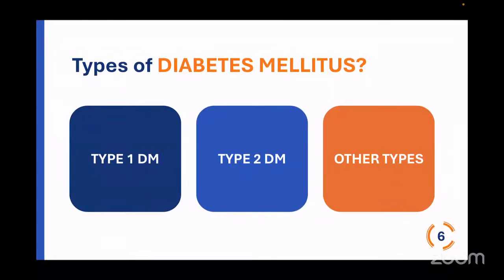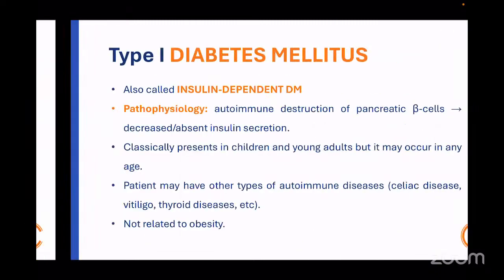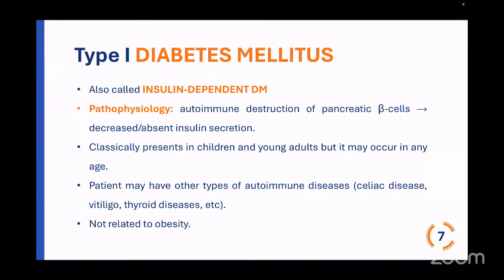So the types of diabetes are type 1 diabetes, type 2, and other types, which we will go over briefly in the next slides. Type 1 diabetes is also known as insulin-dependent diabetes. The pathophysiology is due to autoimmune destruction of pancreatic beta cells. Beta cells in the pancreas secrete insulin, so if those cells get destroyed, there is decreased insulin production, which will lead to hyperglycemia. This type of diabetes presents in children and young adults, but it can occur at any age.